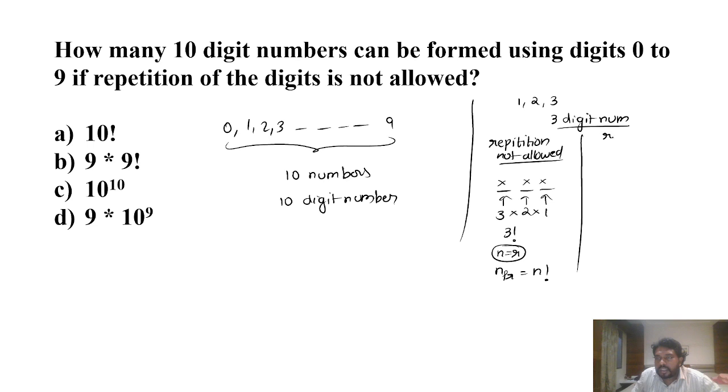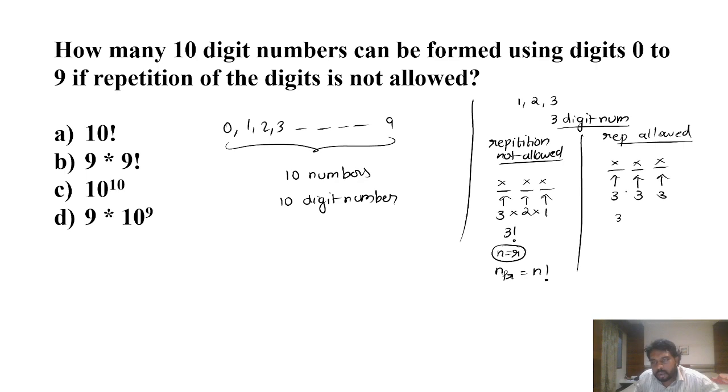Okay. Let me go with the other thing: repetition allowed. If repetition is allowed, that means I can use the numbers more than once. Correct? More than one time I can use. So let's say this place can be filled with any of the three numbers, in three ways. One number is here. For the second place, again I can use all three numbers now, because I can use any number more than once. So it is again three ways. The third place is also three ways.